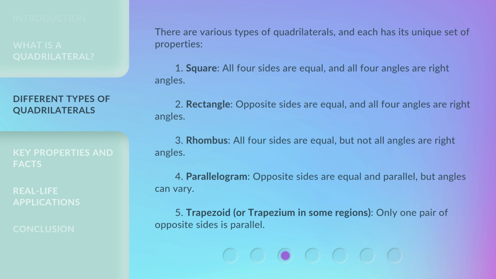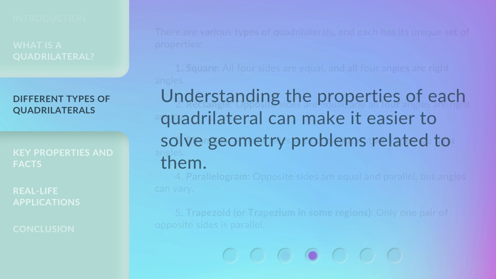4. Parallelogram. Opposite sides are equal and parallel, but angles can vary. 5. Trapezoid, or trapezium in some regions, only one pair of opposite sides is parallel. Understanding the properties of each quadrilateral can make it easier to solve geometry problems related to them.